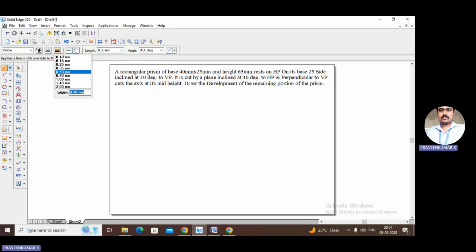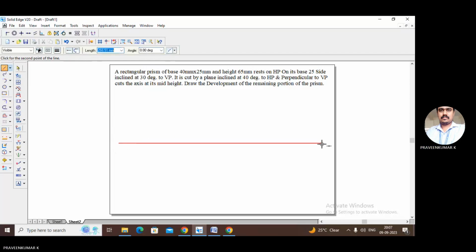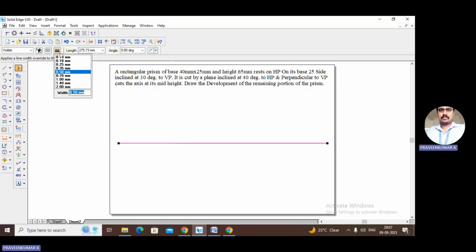So let us draw an XY line. Just for my reference, I am drawing XY line. This is my XY line, and I should make it thin line.